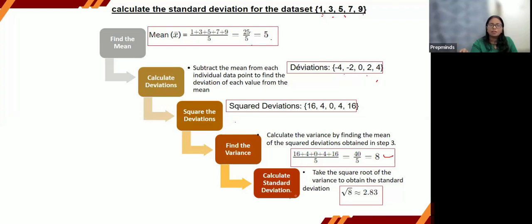And the last step, your fifth step, is finding the standard deviation by taking the square root of the variance, right? So one thing we can say about the standard deviation is that, as it is the square root of the variance, the standard deviation is always greater than or equal to 0. Right? So this is again important.